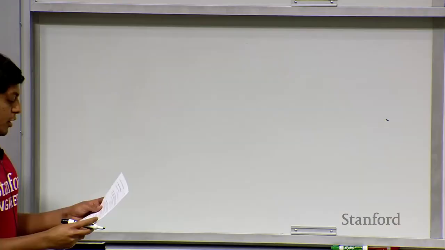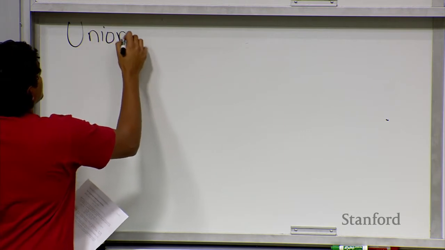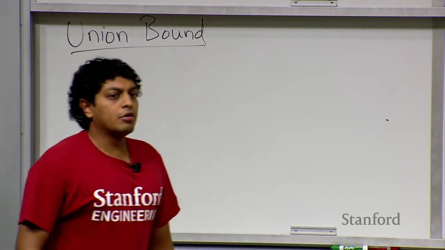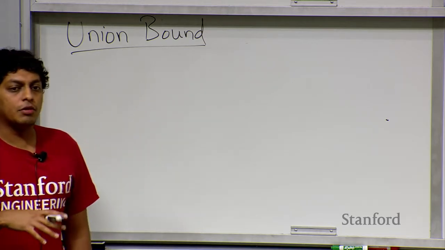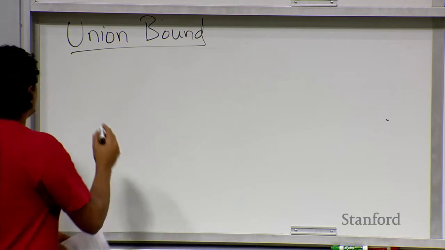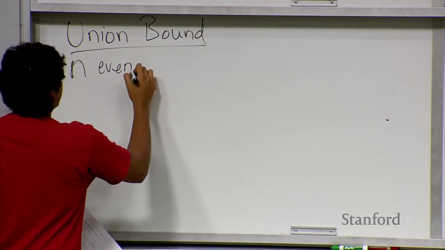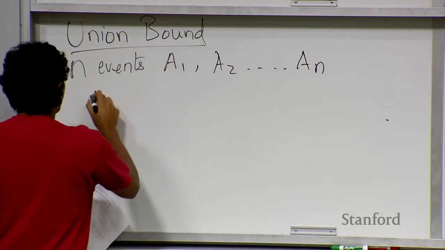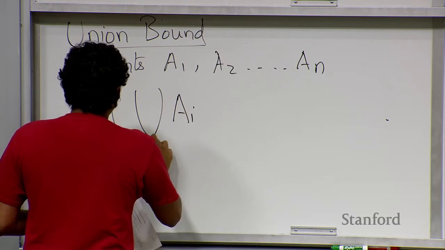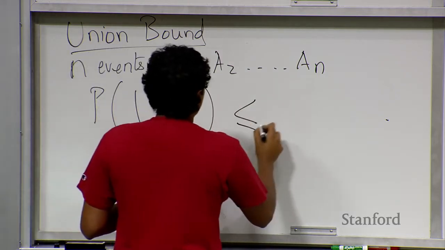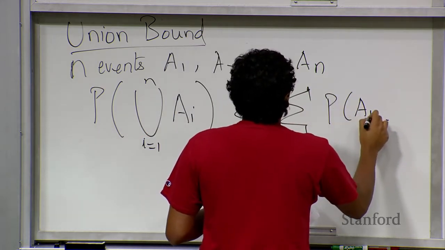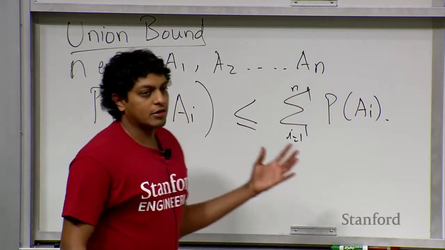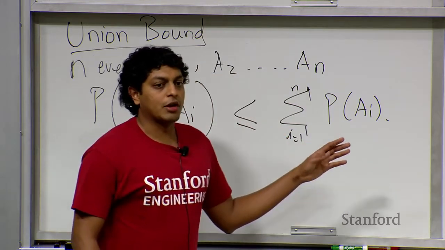The next thing we will look at is something called the union bound. The union bound is a generally useful result to know to get an upper bound on the probability of unions of events. What it states is that if you have n events, A1, A2, all the way until AN, the probability of the union of all these events is less than or equal to the sum of the probabilities of the individual events.